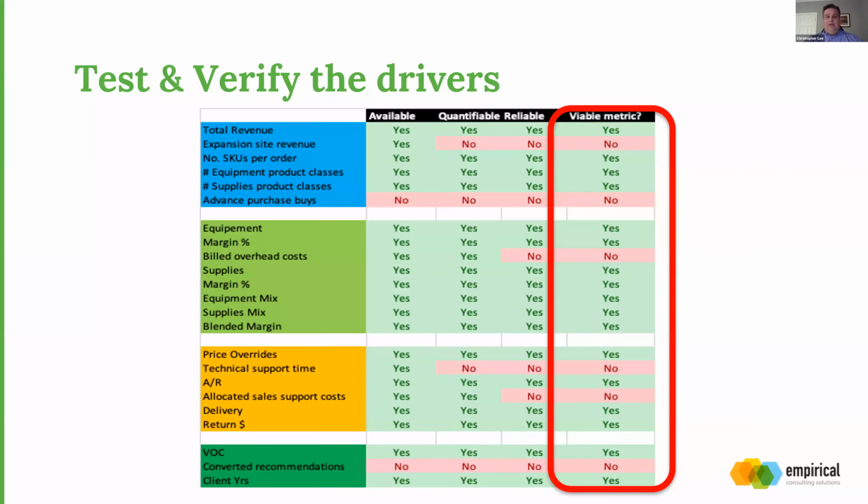The final step is to put each driver through root cause analysis to ensure the viability, but also to determine the stack ranking to impact and narrow down the list from, let's say, your top 15 down to 10 or 12 drivers.